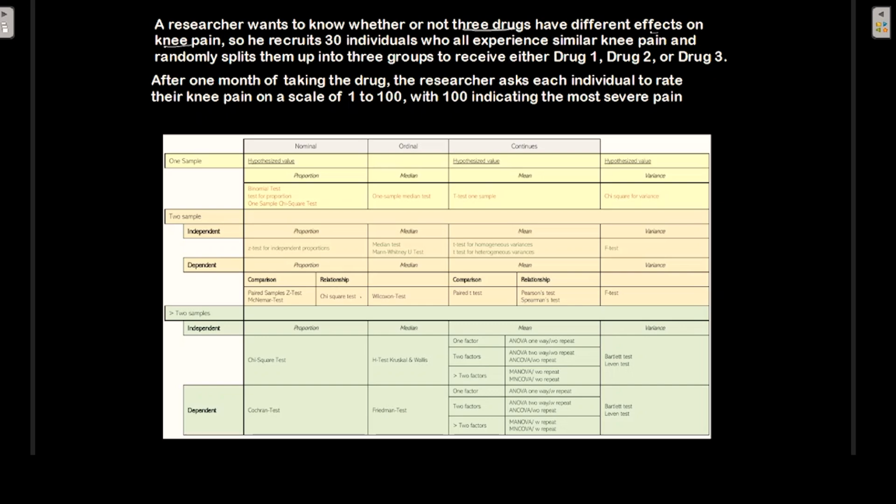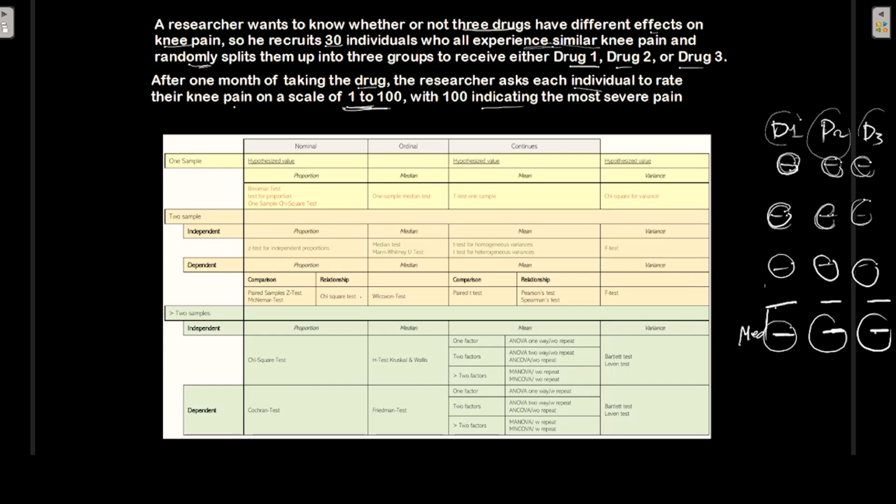So he recruits 30 individuals who all experience similar knee pain and randomly splits them into 3 groups to receive either drug 1, 2, or 3. And then after 1 month of taking the drug, the researcher asked each individual to rate their knee pain on a scale from 1 to 100, with 100 indicating the most severe pain. So let's try to work out the null hypothesis in this case.